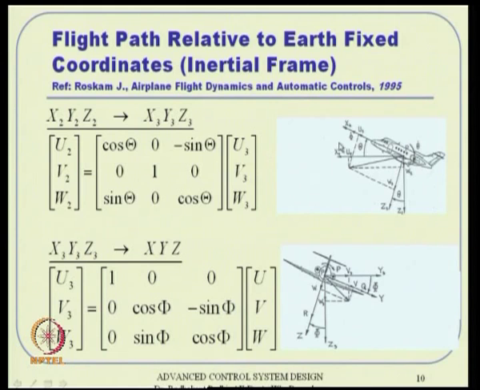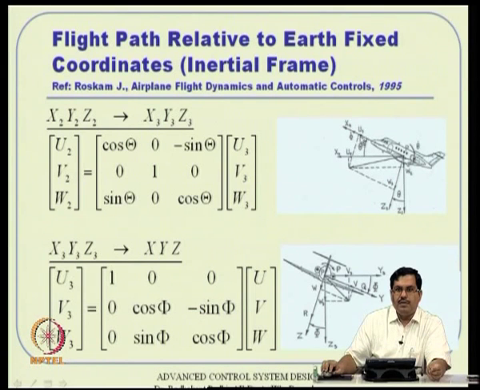Then we have the next transformation by angle theta. Okay. This angle theta is with respect to u3 and w3, remember that, because the y axis remains fixed here. Okay. So v2 is equal to v3. But the other variables u2 v2 w2 are related to u3 v3 w3 because of this rotation angle theta. And similarly x3 y3 z3 goes to xyz by angle phi ultimately. Okay. Now this is a rotation about the x axis actually, the transformed x axis.